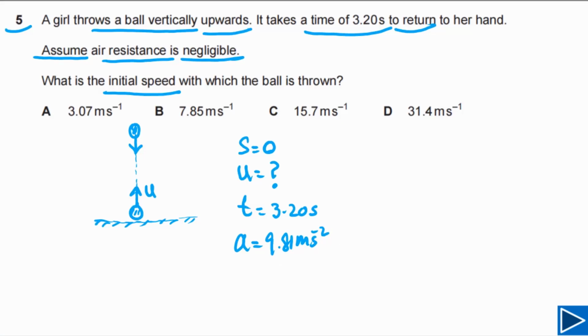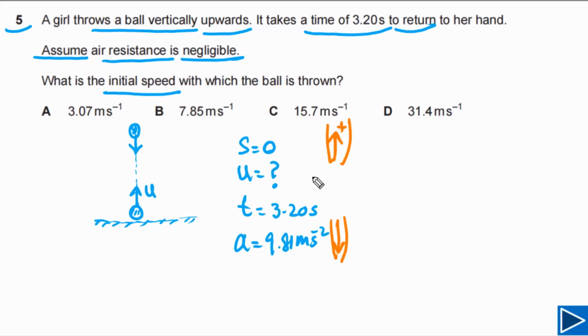Now we need to assume one direction as positive. So in this case, we will assume upward is positive. We are taking upward direction as positive because we need to find initial speed, and initial speed is upwards. If we take upward positive, it means our answer will be positive. But also we need to understand acceleration due to gravity is always downward, because force of gravity is acting downwards. Acceleration and resultant force are always in the same direction. So that's the reason acceleration is downwards.